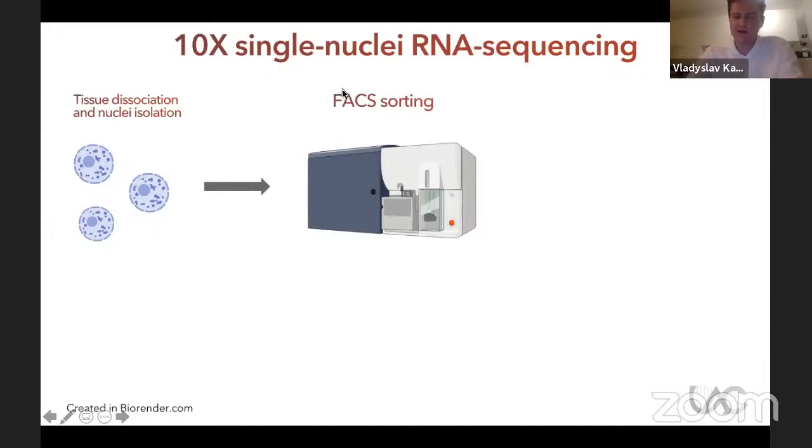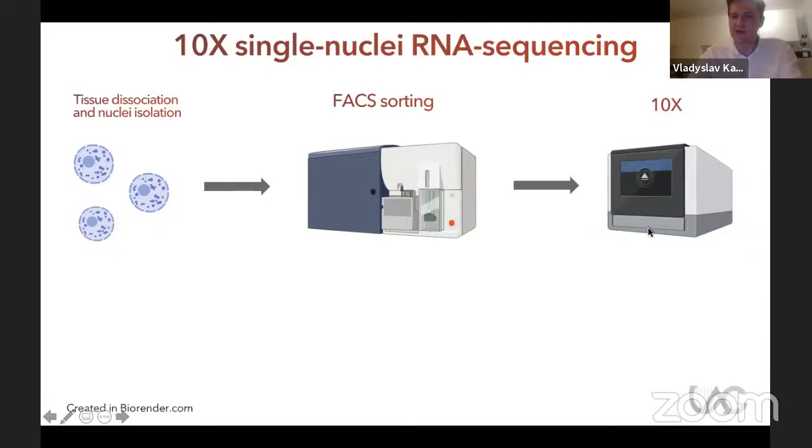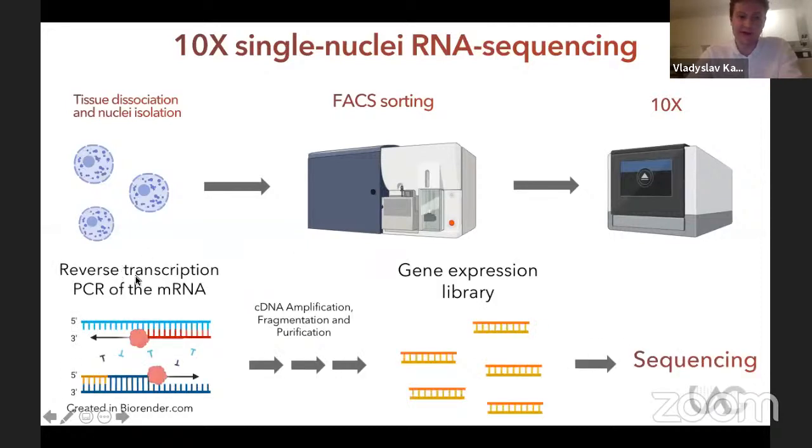You can take a look whether the nuclei are in good quality. You can DAPI sort them and sort only the ones that have a good signal. So in that case, you are doing a quality control. And afterwards, when you have your nuclei suspension, you can proceed to the 10x Chromium chip controller with the usual 10x protocol. The next step is just a reverse transcription PCR of the messenger and also pre-messenger RNA that is contained in the nuclei. Afterwards, you convert this into cDNA, you amplify, fragment, and purify it until you get your gene expression library. That is something that might work out for you if you are working with brain tissue.